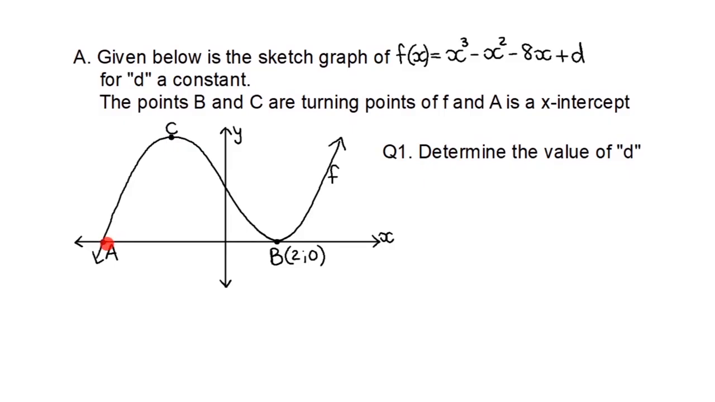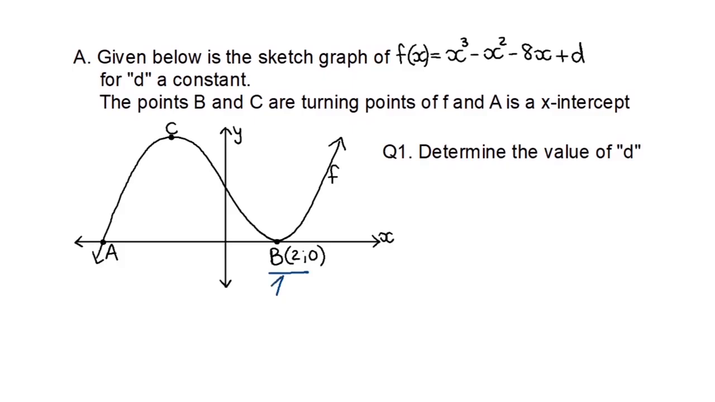Well, A is an x-intercept. Isn't there another x-intercept as well? Yes. B is also an x-intercept. B is a special x-intercept because the graph is touching the x-axis there, but it's also a turning point. Okay, the question says, determine the value of d, the unknown that I have there.